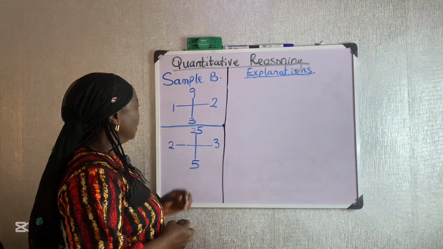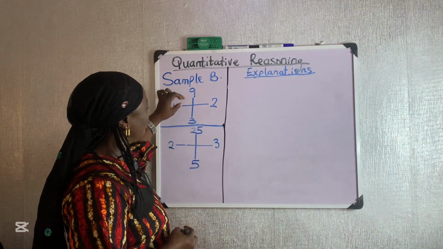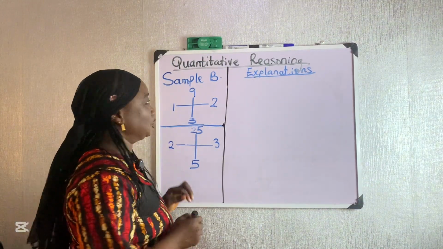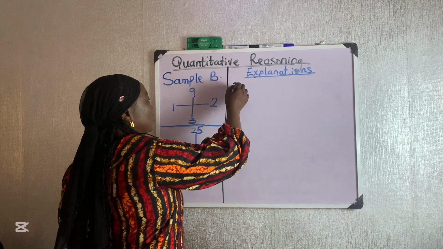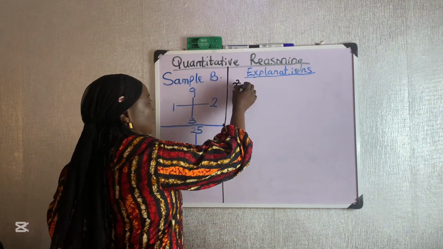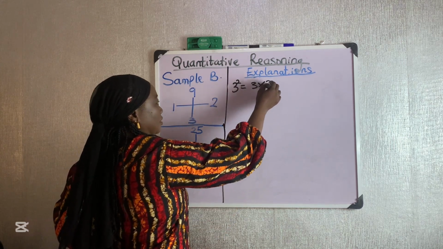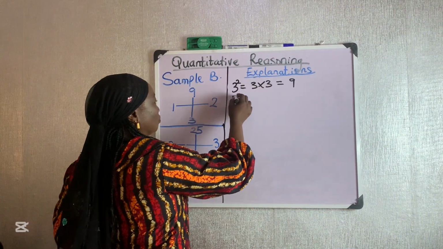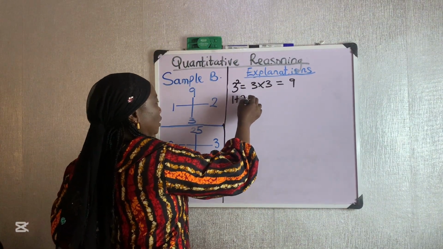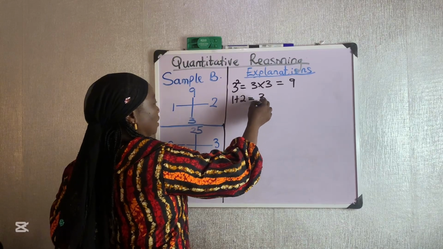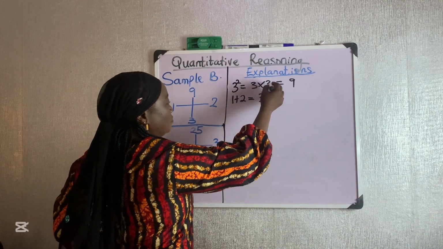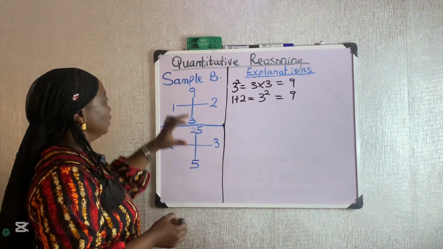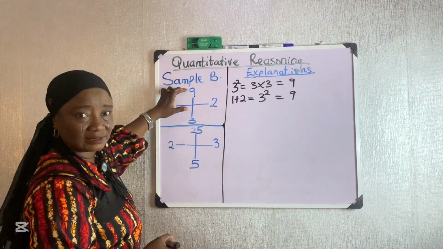So if I look carefully, I will know that there is a relationship between 3 and 9. What is the relationship? It means 3 squared, which means 3 times 3 will give me 9. Or 1 plus 2 is equal to 3, and when you square it, that is the same thing as 9. That is how this 9 is arrived at.